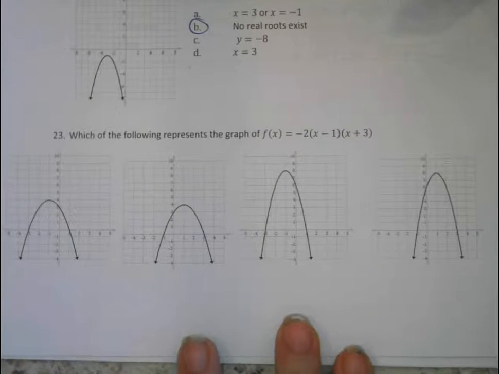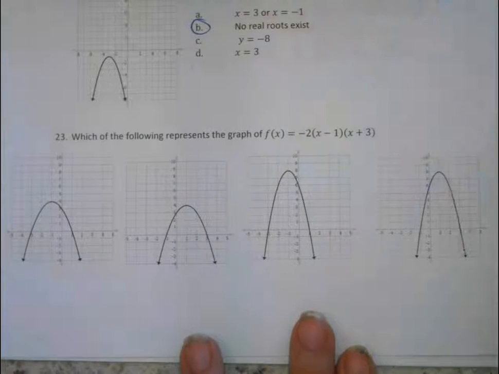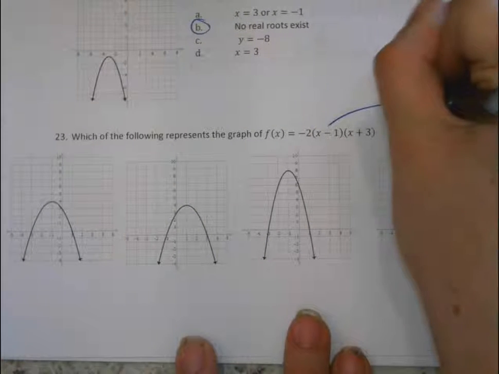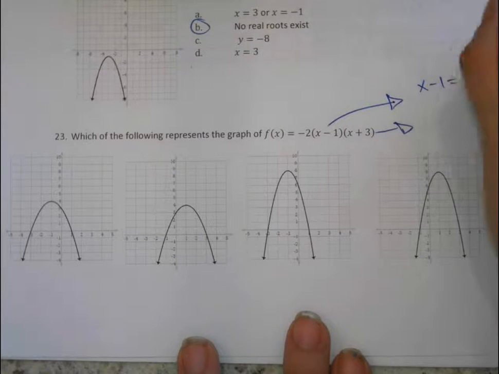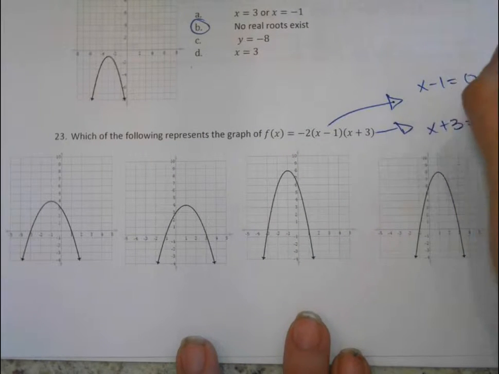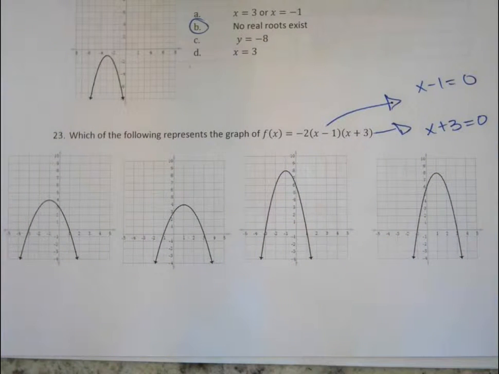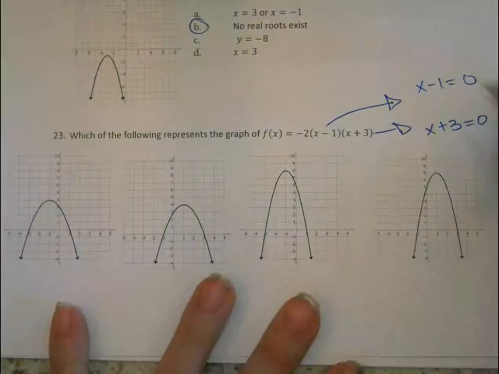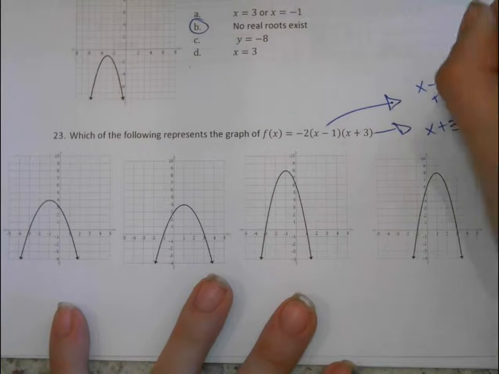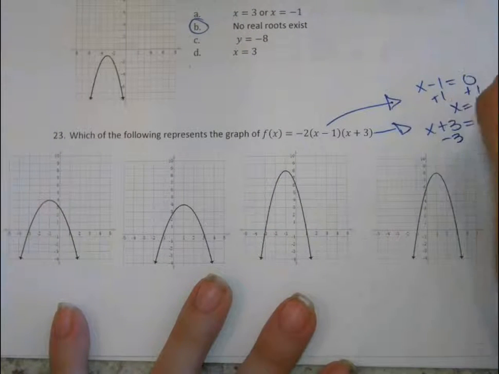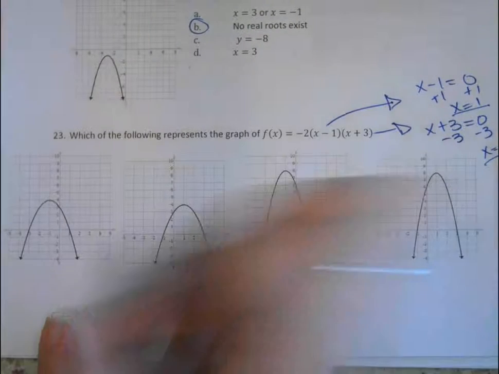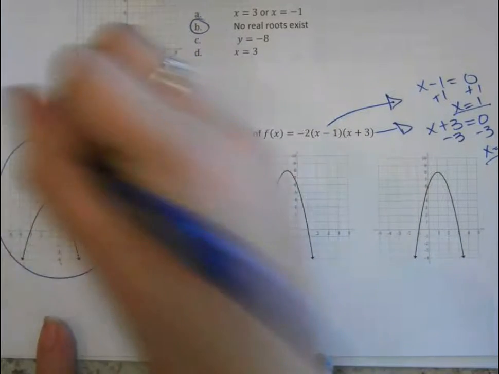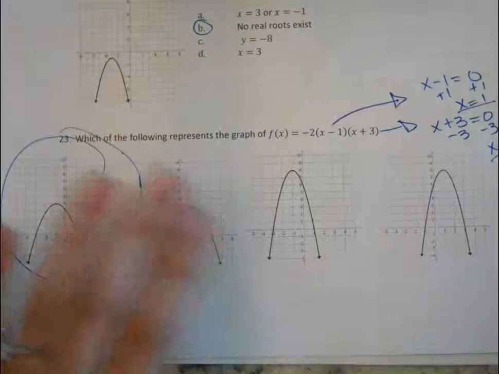On number 23, I can graph this, or I can take these pieces and set them equal to 0. So I have x minus 1 equals 0, x plus 3 equals 0. Once I've set them equal to 0, I want to go ahead and solve them. So I add 1 to both sides, I get x equals 1. I subtract 3 on both sides, I get x equals -3. So I'm looking for the one that's crossing at positive 1, negative 3. This one is it. Now I'll have to look at the other graphs.